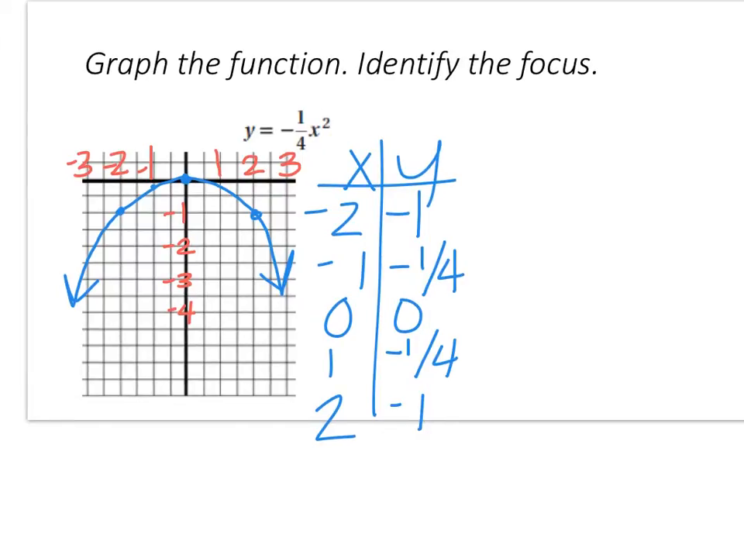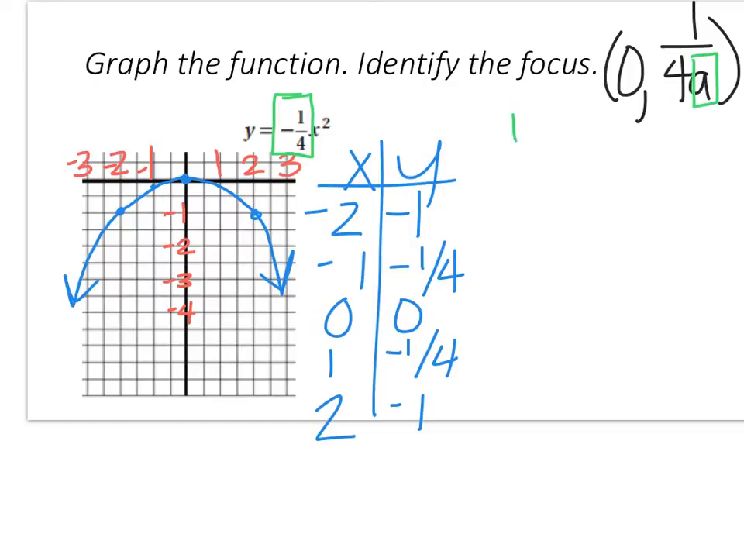As we talked about in the previous slide, the focus coordinate is going to be (0, 1/(4a)). So what we have to do is plug in a from our equation and then figure out what our coordinate is. A in our equation is always in front of x squared, and we're going to plug that in for a to figure out what our point's going to be.